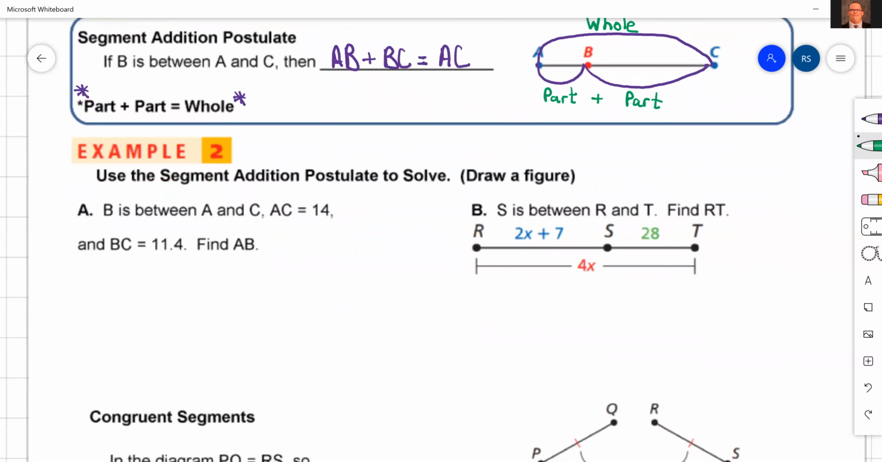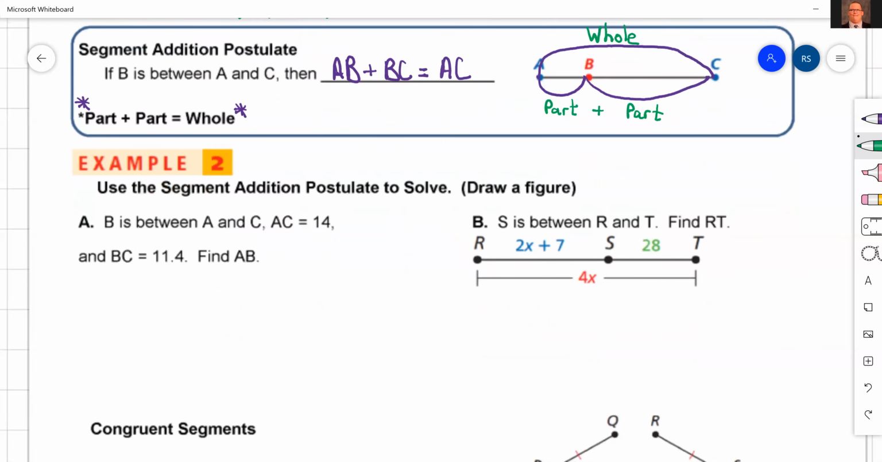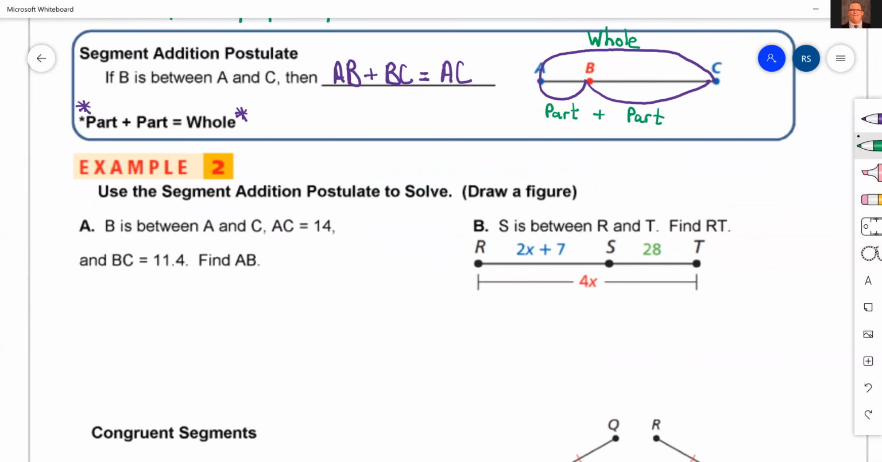So let's work some examples using this postulate. Now, if they don't give us a picture, we need to draw a picture. It helps you visualize it.